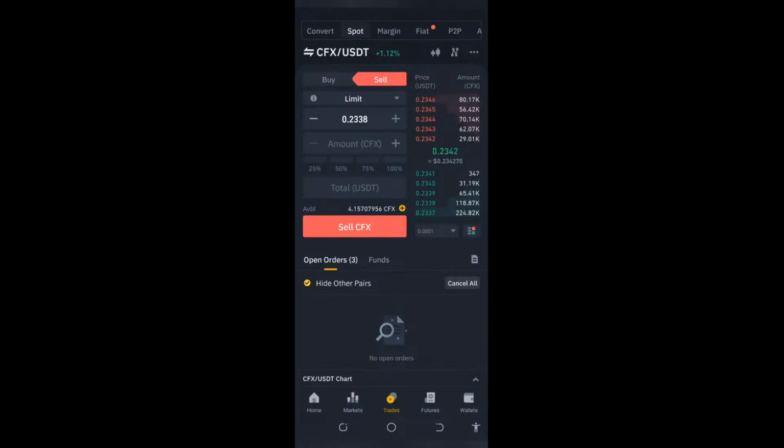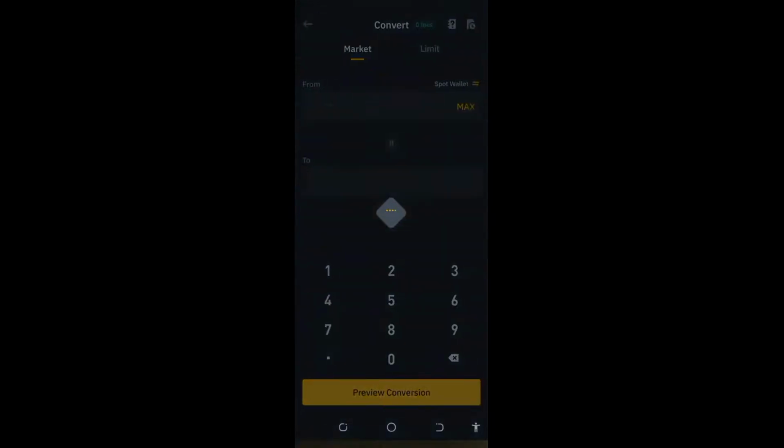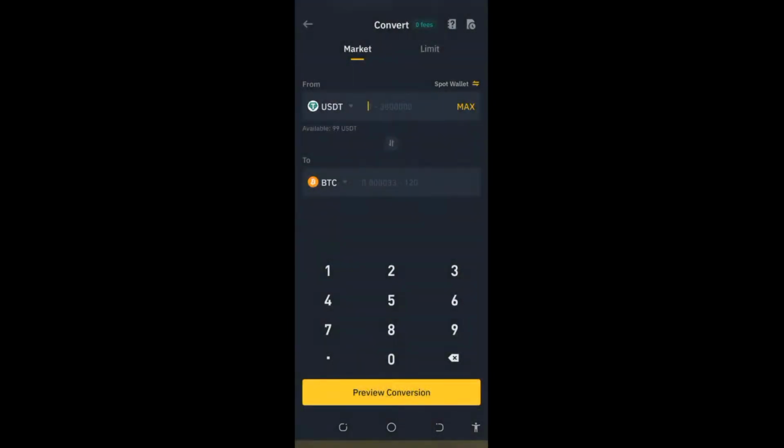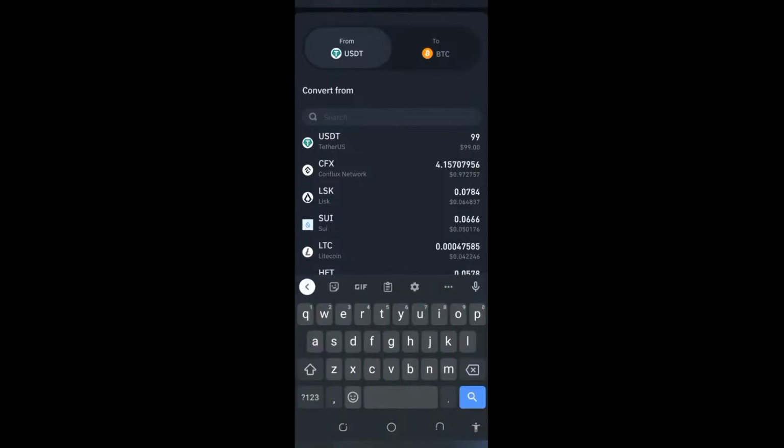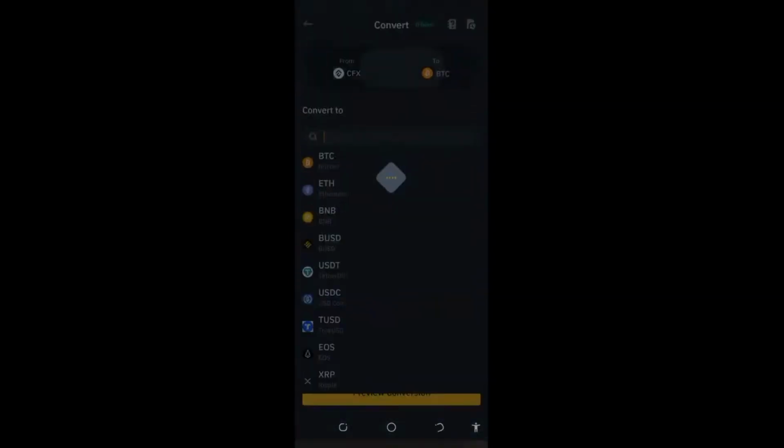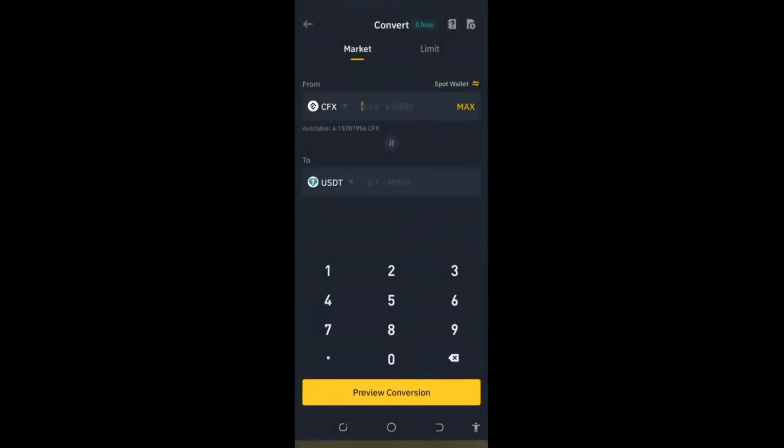4.15. We sent out 4.26, and now it's at 4.15. Obviously, we cannot change it here, so we have to go back to our convert and put that in here. Let's put in CFX, and then USDT. And let's see how much we get with Max.